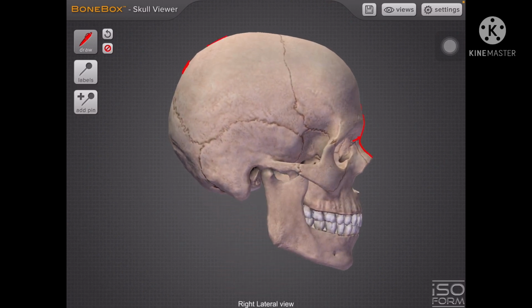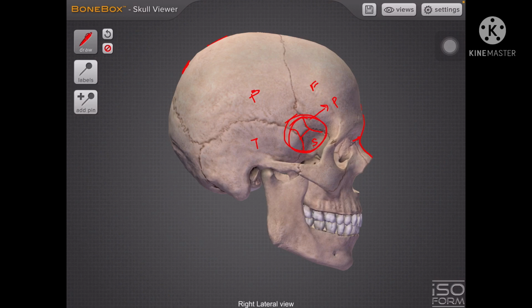Now here you can see an H-shaped structure, right? This H-shaped structure is called pterion. This is very much important for your MDS as well as theory examinations. This H-shaped structure is the union of four bones. They are, this is the frontal bone, this is the parietal bone, temporal bone, and this is the sphenoid bone. These four bones unite at a point called pterion.